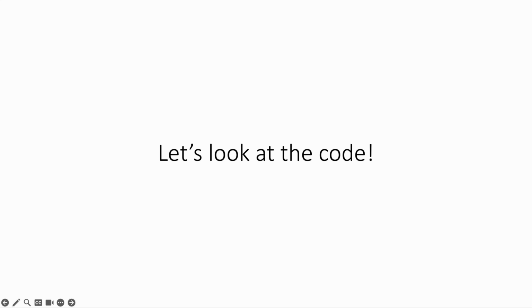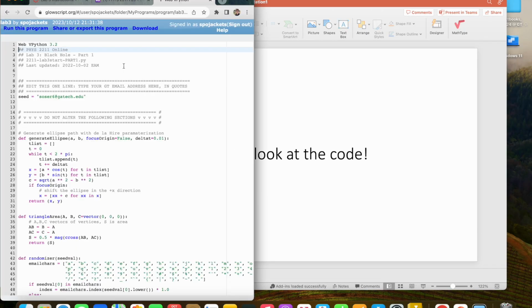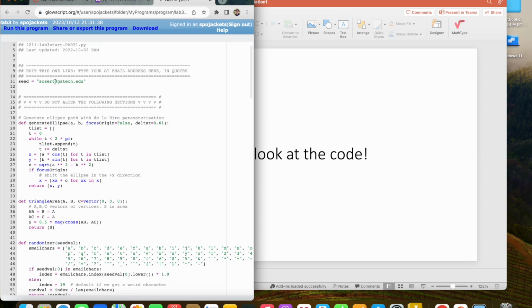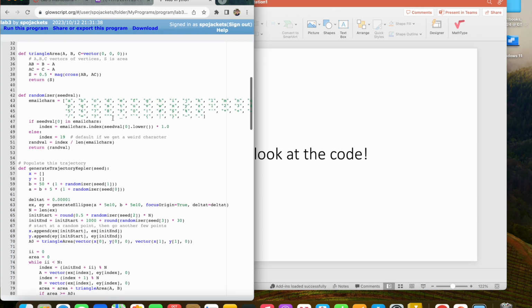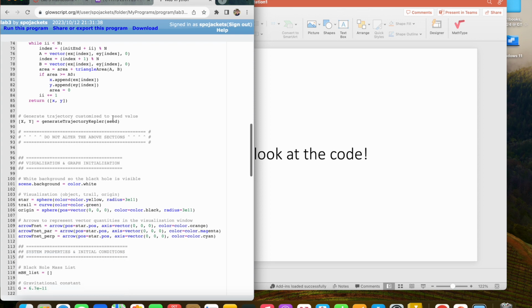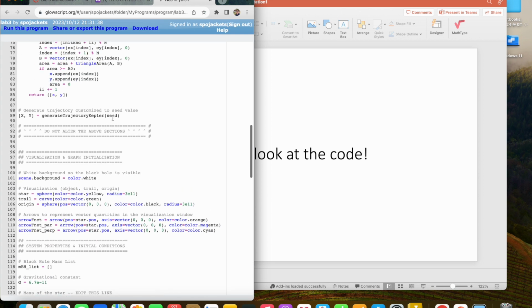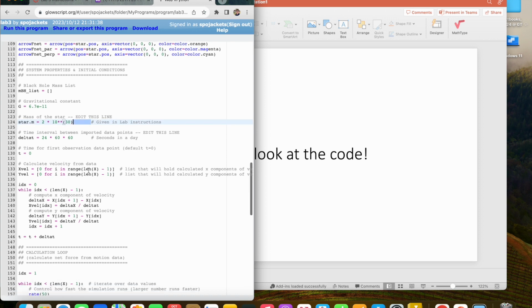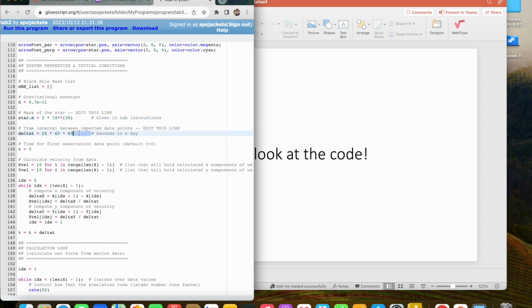So let's quickly look at the code here. And so for part 1, if we go down here, so first we see my seed is SOzer6 at georgiatech.edu. And then we go down here a little bit. And we see that the mass of the star as given is 2 times 10 to the 30th. This is the seconds in a day.